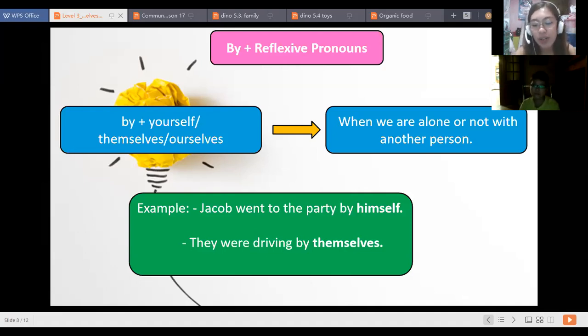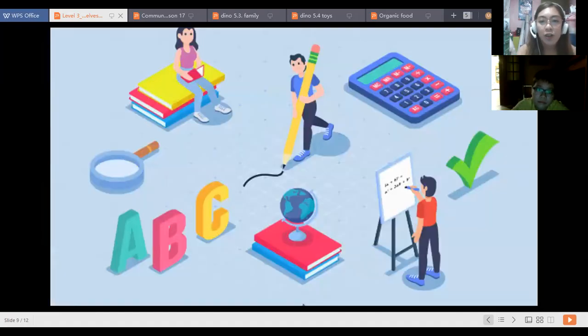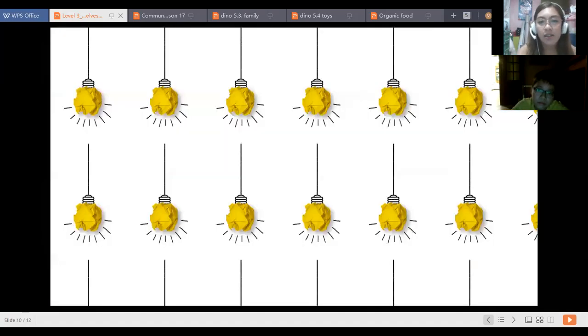Okay, very good. And can you give me the two examples there? Jacob went to the party by himself. They were driving by themselves. Okay, can you give me where is the reflexive pronoun? Himself and themselves. Okay, very good. So next, exercise.